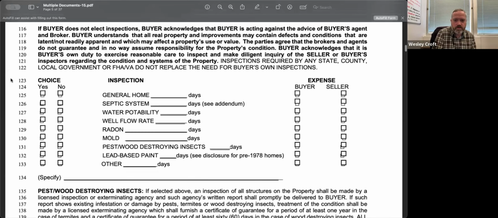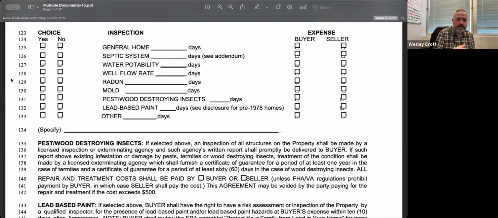Now, what sort of inspections could they get? There's a bunch of them listed on here. I'll go through them quickly. You have a general home inspection, a septic system inspection. If you're selling properties that have septic, there's a separate addendum for that, which we will not go over today. But if that happens, please pull one of us in and let us know so that we can help walk you through that. Then water potability and well flow rate.